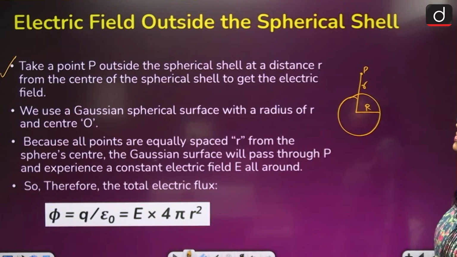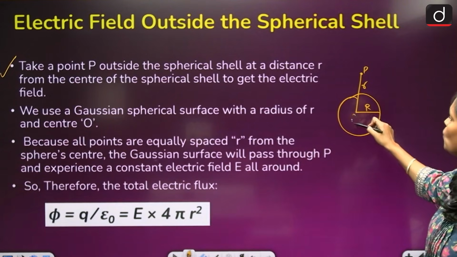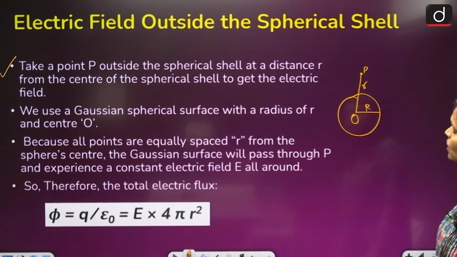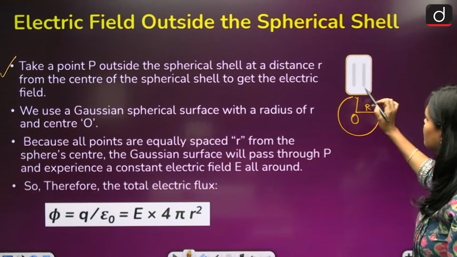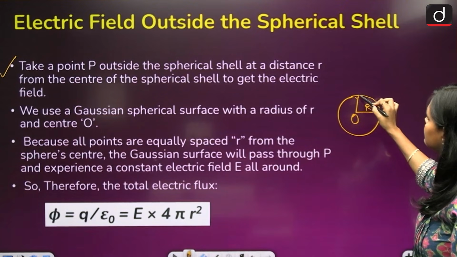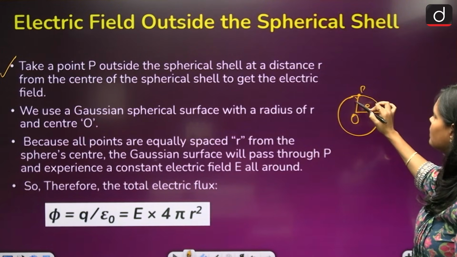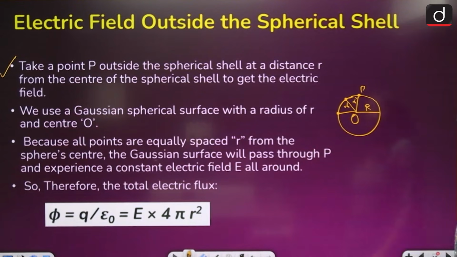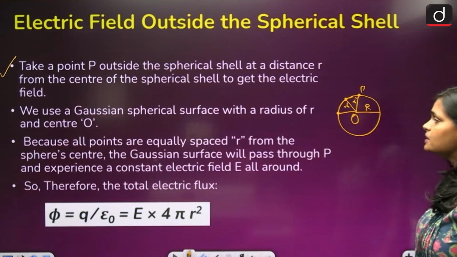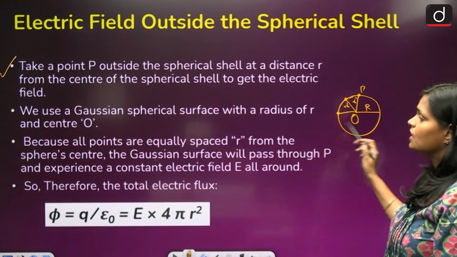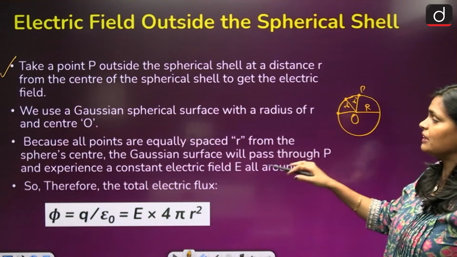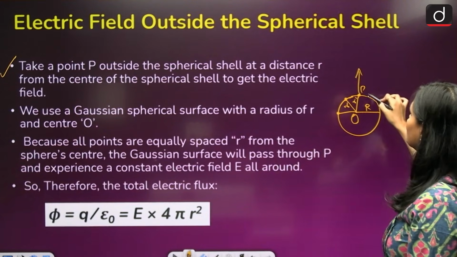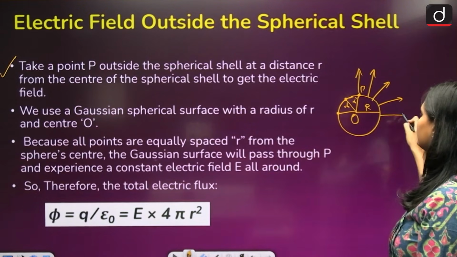We use a Gaussian surface, a spherical surface with radius r and center O, because all points are equally spaced. Now suppose this is your point P, any point P at distance small r. It is a Gaussian surface with radius r, center O, because all points are equally spaced r from the sphere center. The Gaussian surface will pass through P and experience a constant electric field all around. So everywhere you will see a constant electric field.